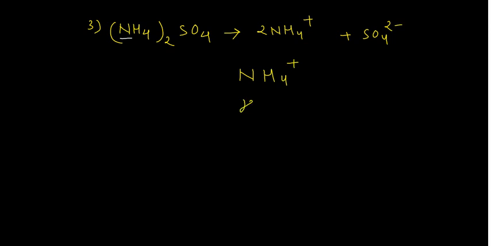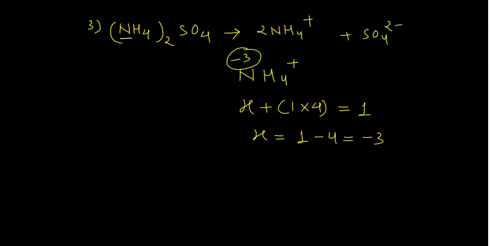Put X instead of your nitrogen, and you know hydrogen is monopositive and a total of 4 hydrogens are there, you can write in that manner, and that would be equal to 1. So this will give you x equals 1 minus 4, that will give you minus 3. So the oxidation number of nitrogen in that case is, sorry, not plus, it is minus 3. So this is how you can calculate, right? These things are quite simple.